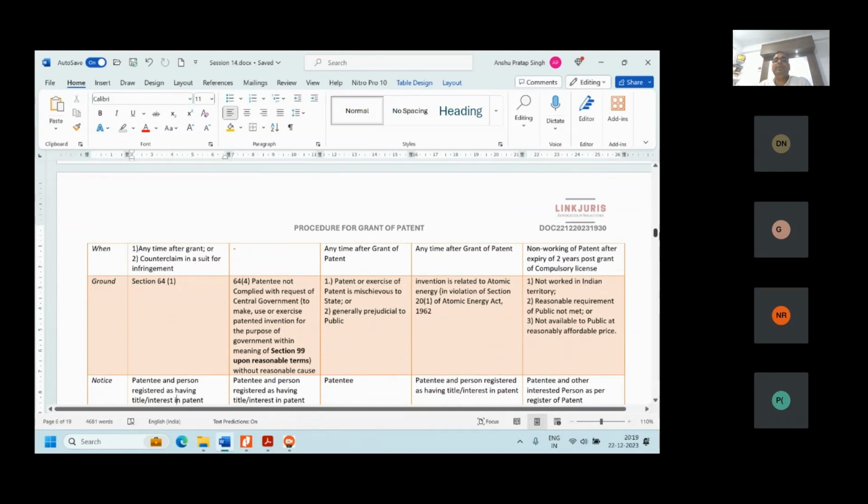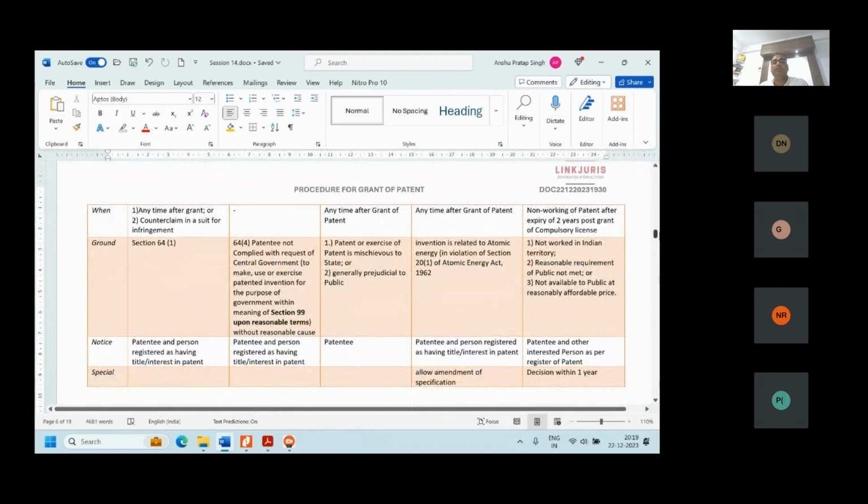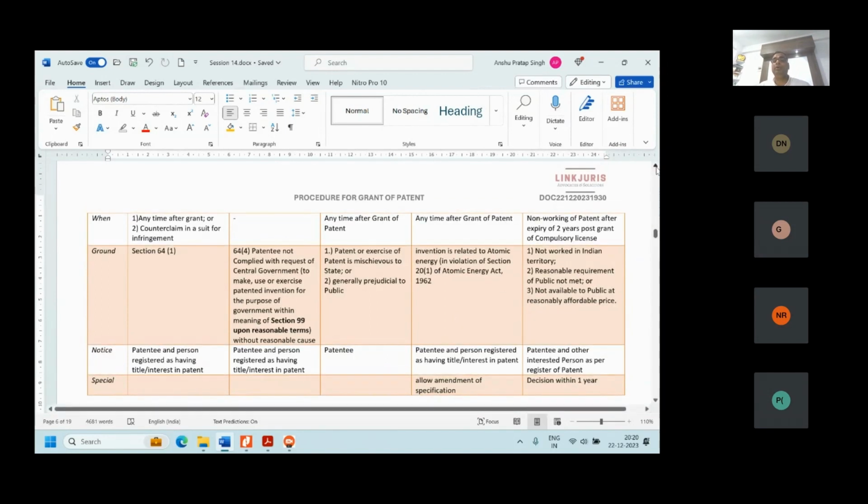The patentee, and the person registered who has a title and interest, will be given a notice. Once the notice is given, you will be heard, and they will allow you to amend the specification so that your invention can be taken away from this restriction. It should be taken out of the atomic energy category. If that is possible, you can amend and save your invention. Otherwise, no. It will be revoked.